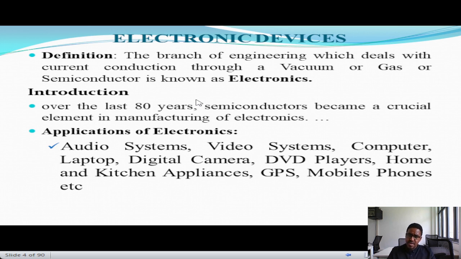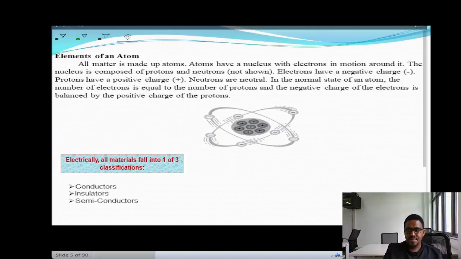Even though an electronic system is manufactured with the help of metal, insulator, and semiconductor, the backbone of electronics must be considered the semiconductor.